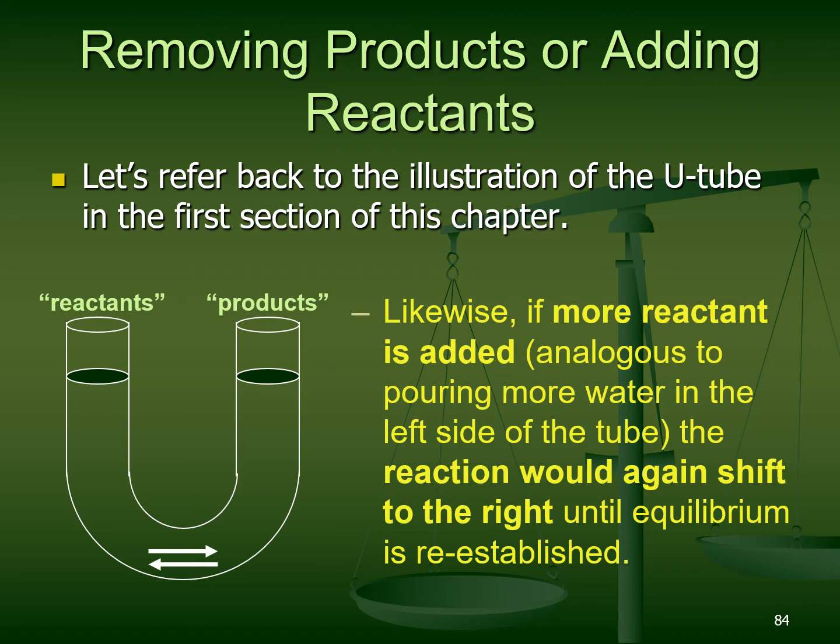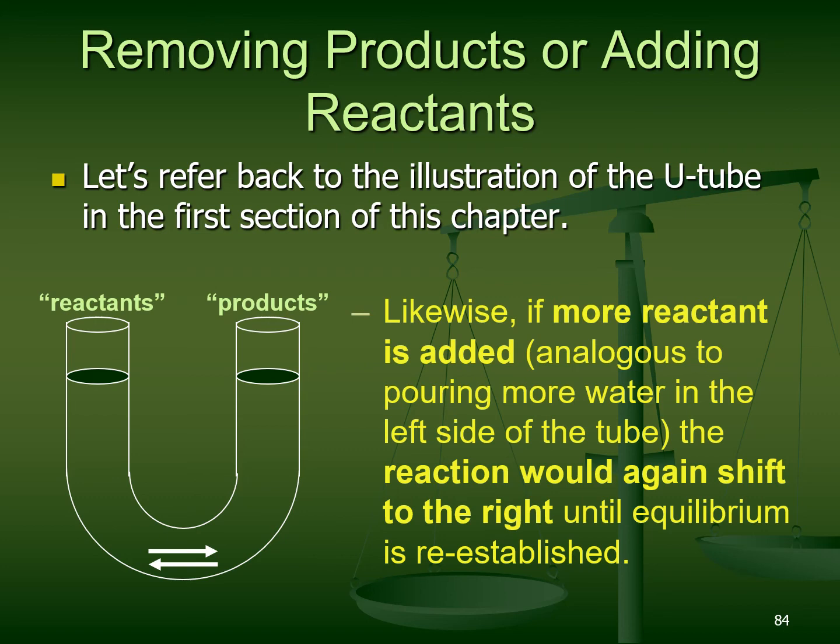So to shift something to the right-hand side of a reaction to form products, we can do one of two things. We can increase the amount of reactants, so like increase the concentration of a reactant will produce more products, or remove some of the product.